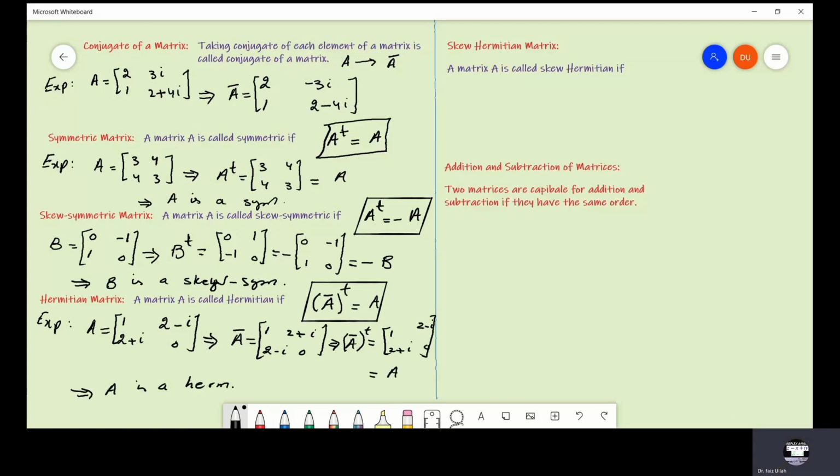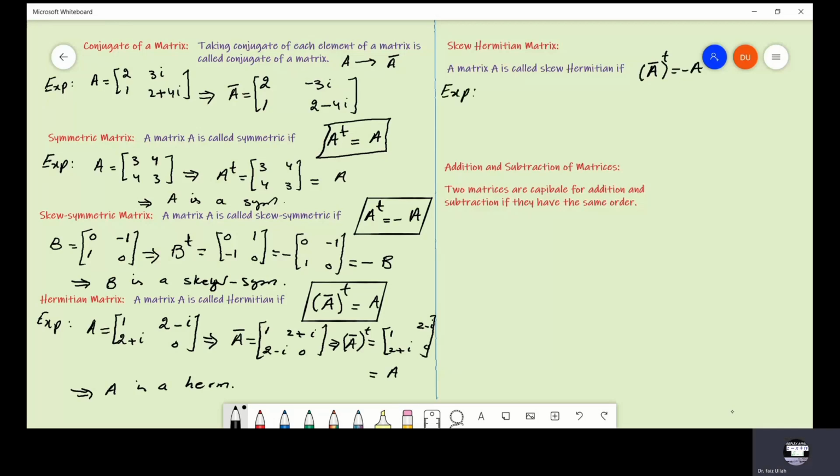matrix. Skew Hermitian matrix. A matrix A is called skew Hermitian if A conjugate whole transpose is equal to minus A. Let us see an example.